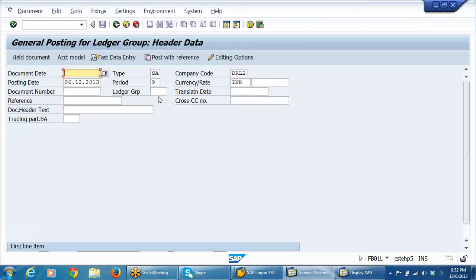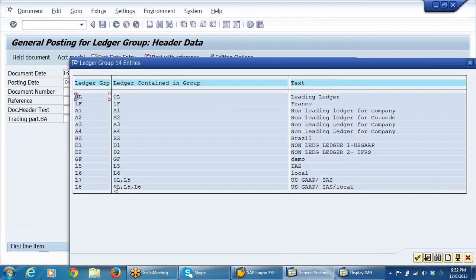So you can choose any ledger group, whatever you want, right, for the ledger that is connected to our company code. So D1, D2 or 0L means our normal ledger. I can post accounting entries to only one ledger, or a combination of ledgers. Whatever I want, I can do that. And what is the purpose of this?